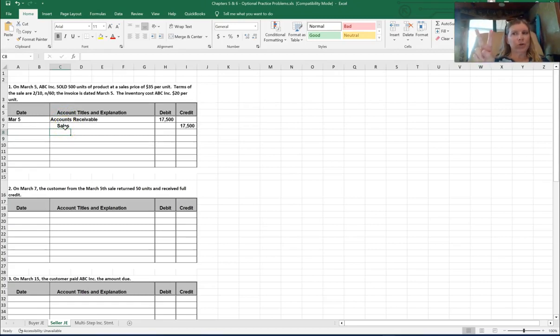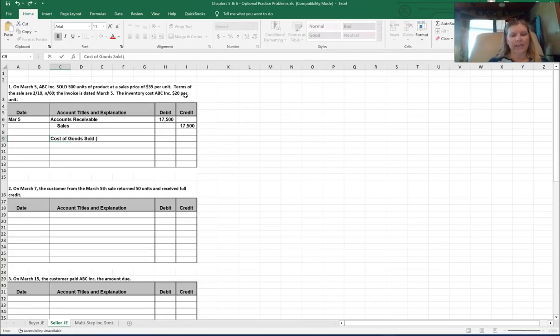Remember, there's two journal entries here when you sell goods. So we're also on March 5th. You don't have to write the date again. You can if you want to. We're also going to take those same 500 units out of our inventory at the original cost to us of $20 per unit. We're decreasing our inventory. Inventory is an asset, so we know that to decrease an asset, you have to credit it. So that's going to be the second account. The account we're going to debit is cost of goods sold.